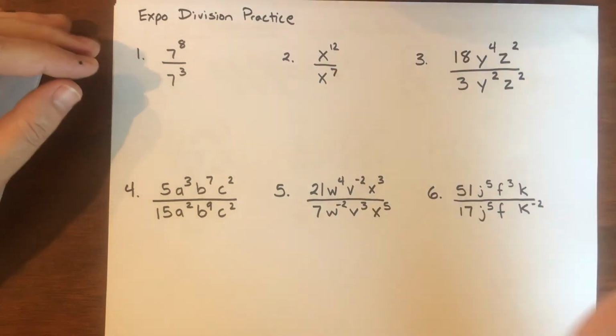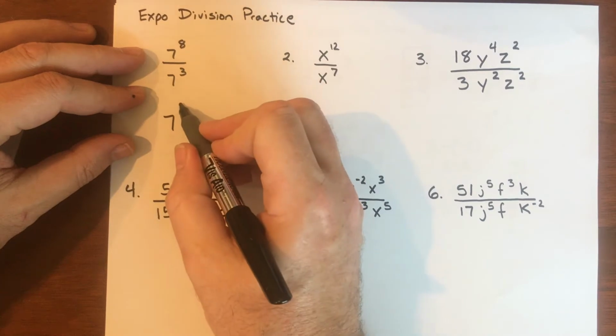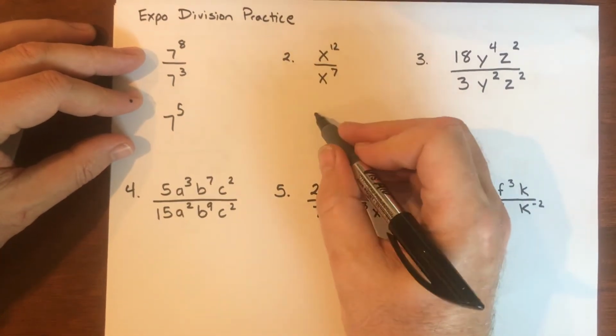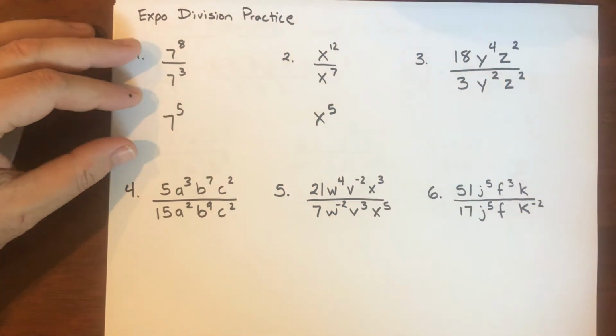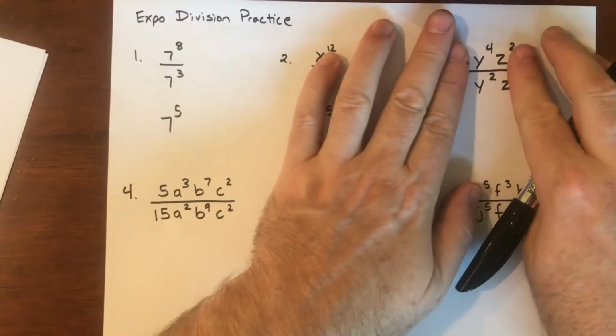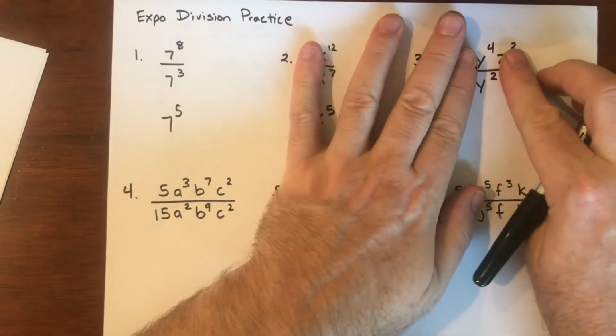Keep the base, subtract the exponents. Keep the 7. 8 minus 3 is 5. Keep the x. 12 minus 7 is 5. All right, so 3 little sections here. 18 divided by 3, that's 6. Keep that y.